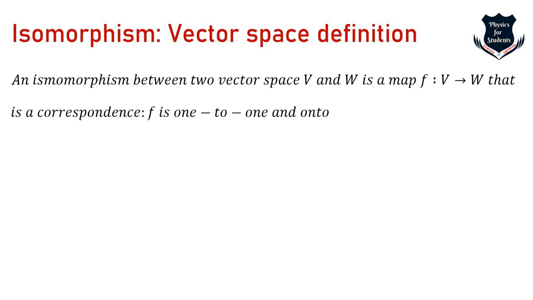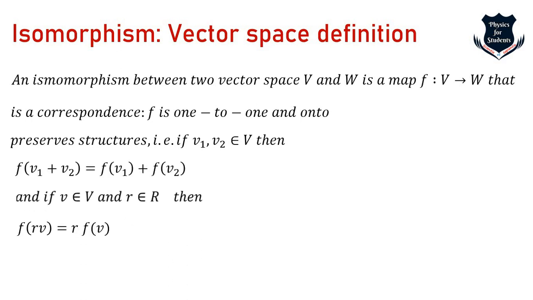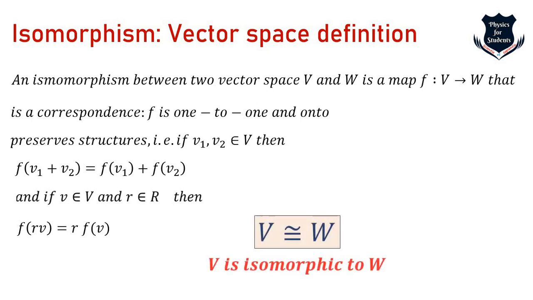So an isomorphism between two vector spaces V and W is a map, a correspondence F, which is one-to-one and onto, and it preserves the structure, that is, if V1, V2 are elements of V, then F of V1 plus V2 equals F of V1 plus F of V2, and F of rV is equal to r F of V. Now, as you see, we can call V isomorphic to W. So this is a clear-cut definition of isomorphism of vector spaces.